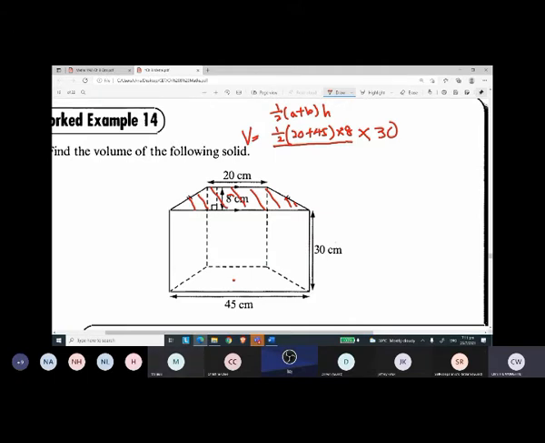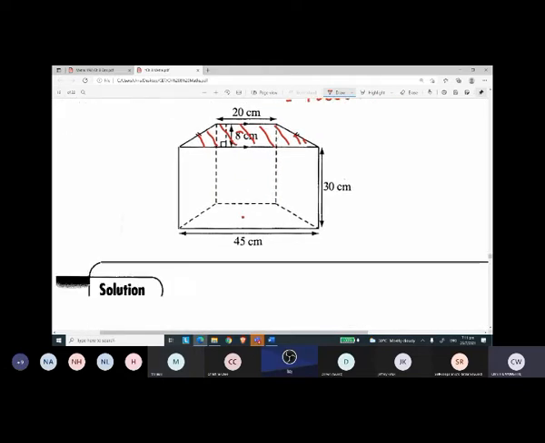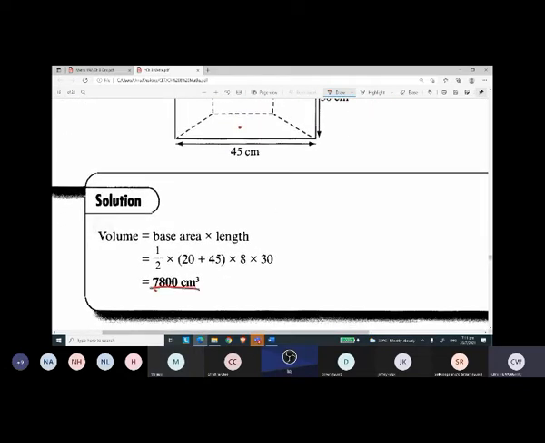So you don't need to remember any formula. All you need to do for a trapezium is look for the cross-sectional area times the length that is joining the two sides together. In this case, I want you to take out a calculator, anybody, and tell me the answer. 7,800. Confirm? Yes, 7,800. Base area times length. Volume is very easy.